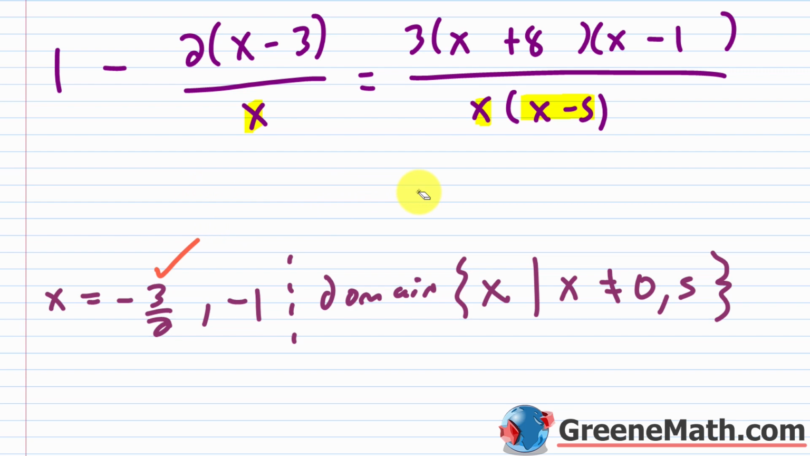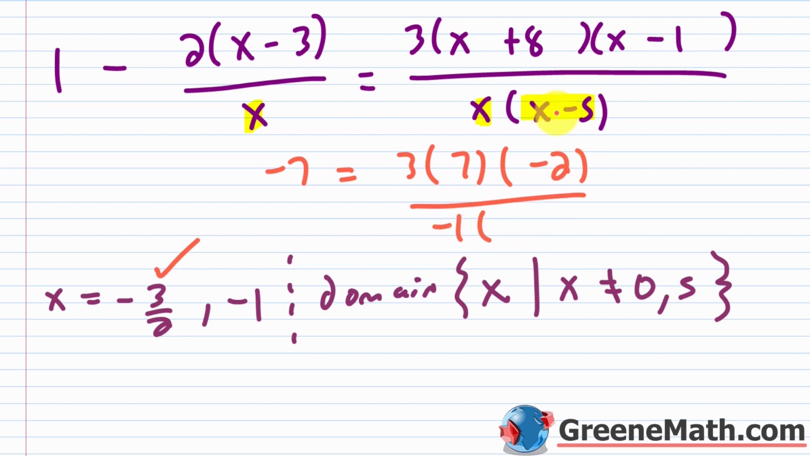Now for negative 1, I think it's a little bit easier. So you have 1 minus, you're going to have 2 times negative 1 minus 3, which is going to be negative 4. This would be over your negative 1. So 2 times negative 4 is negative 8. So you have negative 8 divided by negative 1, which is 8. So 1 minus 8 is going to be negative 7. Now this should be equal to 3 times, you have negative 1 plus 8, that's going to be 7. Then times negative 1 minus 1, that's going to be negative 2. This is over. You have negative 1 times, you have negative 1 minus 5, which is negative 6.